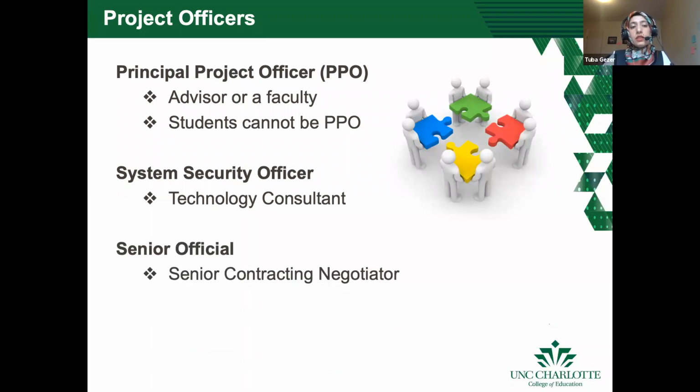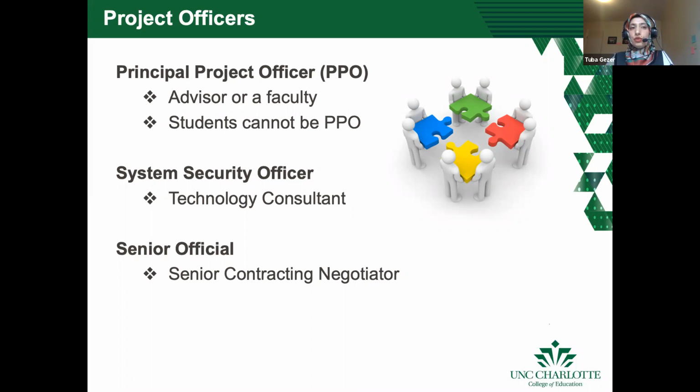And the other one is the senior official. This person will represent the university. In my institution, her title was senior contracting negotiator. I was lucky that my institution already had another IES license, so they were familiar with that process. So when I started, I knew who I needed to go to in order to get the license, and it was easier for me to find those 3 people.